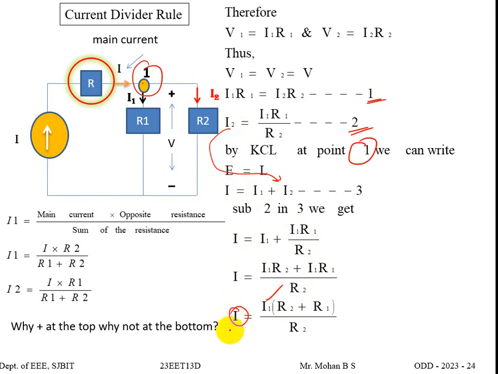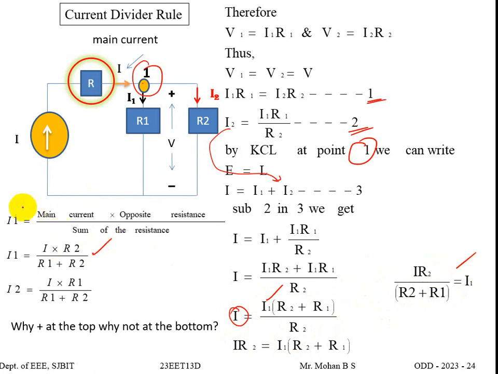Assuming that we know the main current I, I get I1 by shifting R2 to the other side, with R1 and R2 in the denominator. We get I1 is equal to I R2 divided by R2 plus R1, or R1 plus R2. You can see this equation is the same as this equation.